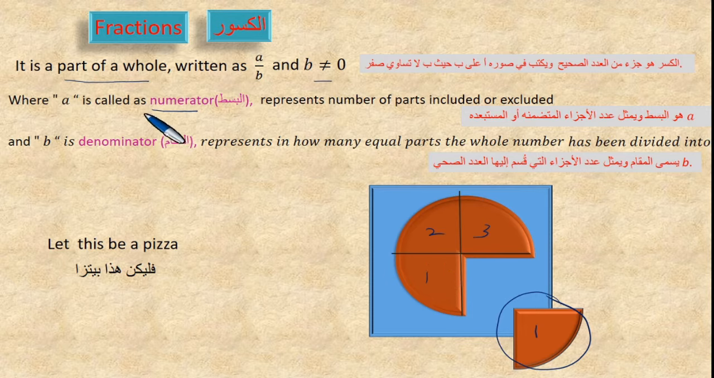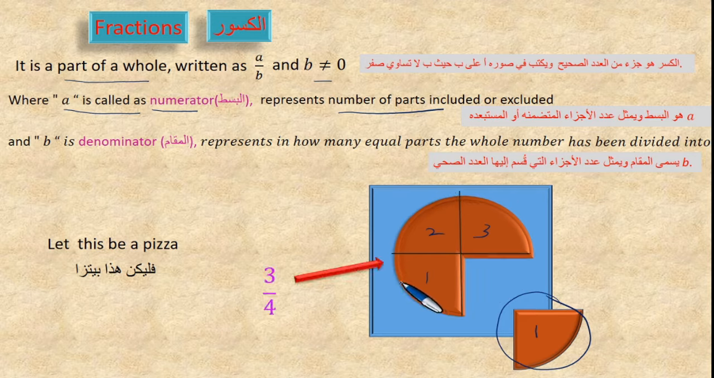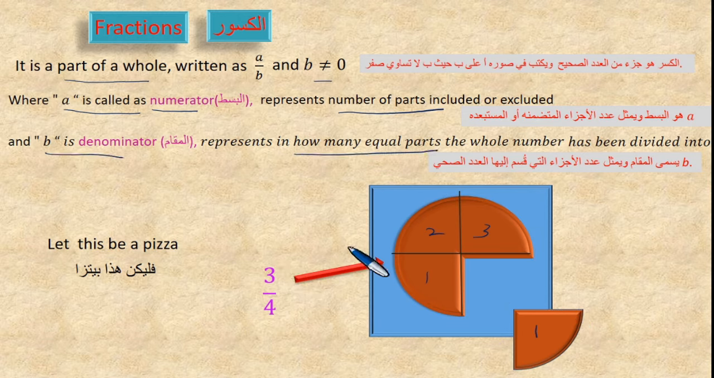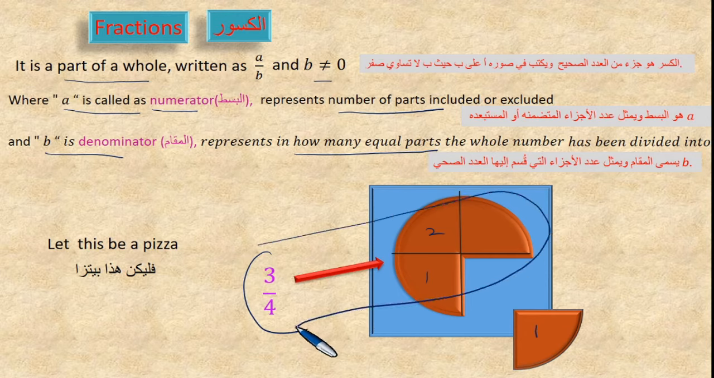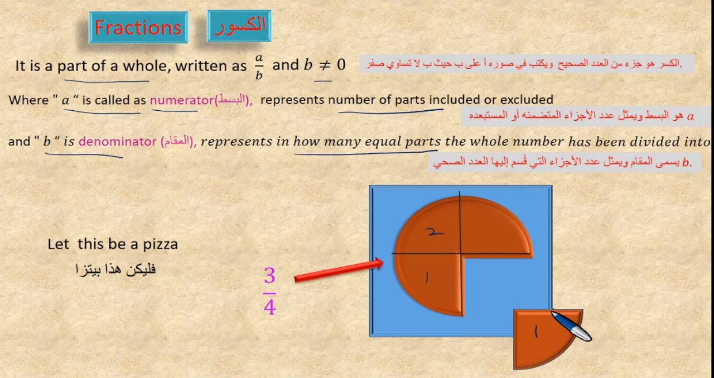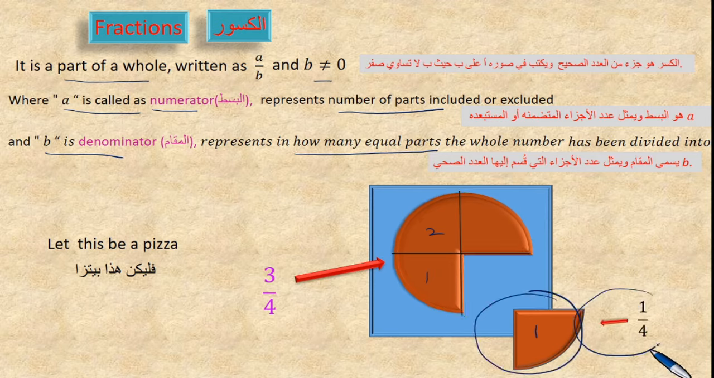So now understand the fraction. A is the numerator, and represents the number of parts included. So how many parts are included over here? 3. The total parts are 4. So therefore it can be written as 3 over 4. 3 parts, total parts are 4. B is the denominator, and represents how many equal parts? 4 equal parts. So this part of the pizza represents 3 over 4, and this part of the pizza represents 1 over 4, one part of the whole 4 parts.